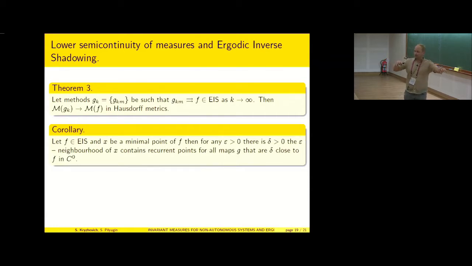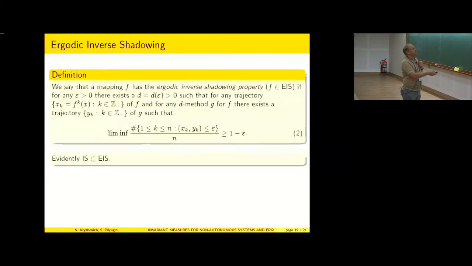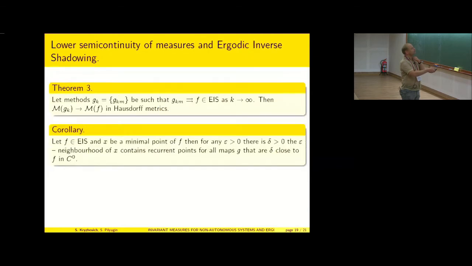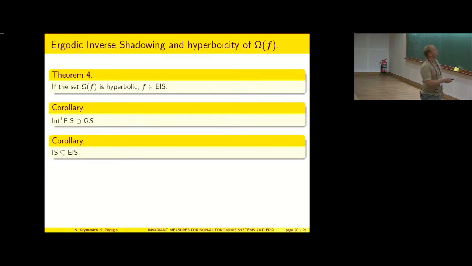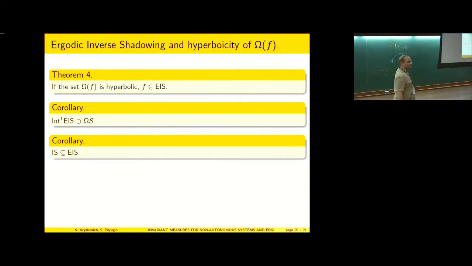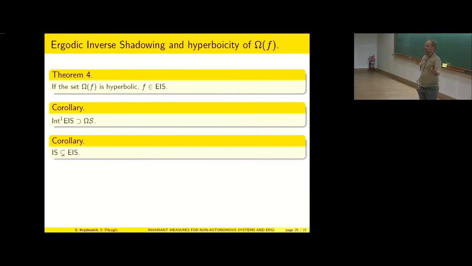Well, we have introduced something new. How can we relate it to what we already know? It's much easier to deal with this ergodic inverse shadowing, and we can prove that if the set of non-wandering points is uniformly hyperbolic, then we have ergodic inverse shadowing. How can we prove this? Because we know that a pseudo-trajectory spends almost all its life in a neighborhood of the non-wandering set. This is a well-known fact. And then we use hyperbolicity. So this result is not really challenging.